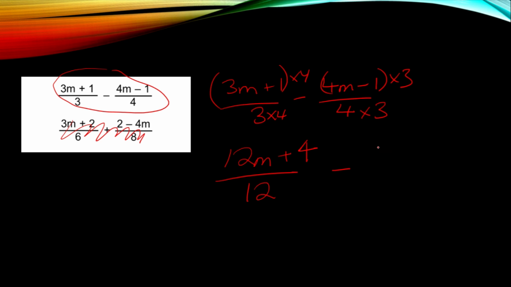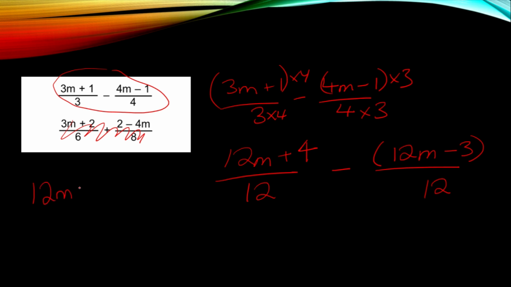Now the take away. What's 3 times 4m? 12m. Yes, that's right. And what's 3 times -1? -3. Good. Now what's 4 times 3? Well, we know that's 12. So now we can collect like terms.